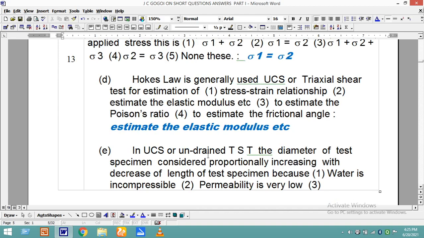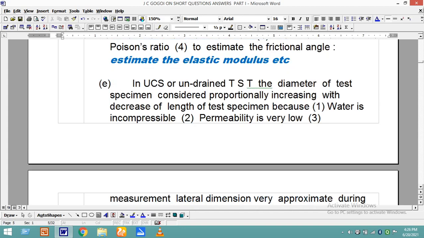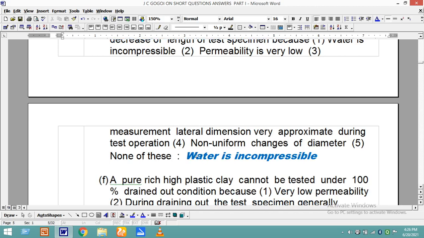In UCS or undrained triaxial shear test, the diameter of test specimen is considered proportionally increasing with the decrease of length of test specimen because water is incompressible; primary permeability is very low; measurement of lateral dimension is very approximate during test operation; non-uniform changes of diameter; none of this. Water is incompressible, so we arithmetically derive the diameter of the test specimen considering water is incompressible. The decrease in length is only because of compression in soil mass.